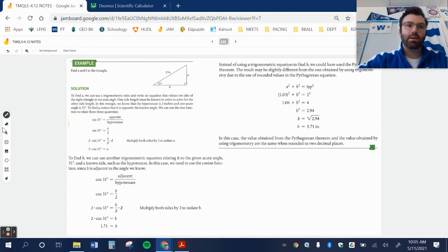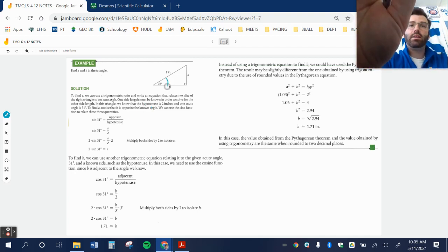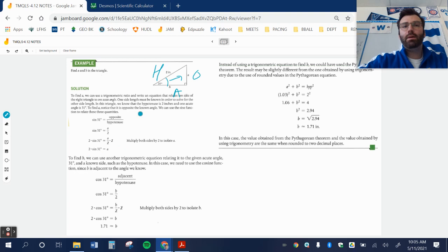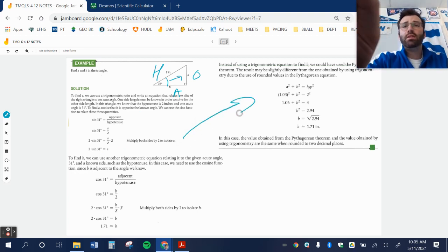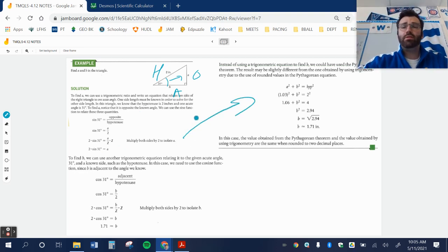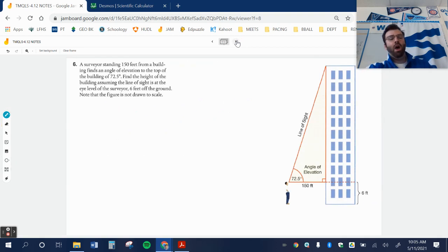This is just a bunch of stuff talking about solving a right triangle here. If you want to solve a right triangle, that means find all missing sides and angles. So the book chose to use sine to find this side there. And then what I can do instead is just do the Pythagorean theorem to find the third side. I wouldn't use trig again. I would use the Pythagorean theorem. That's what we're going to talk about now.